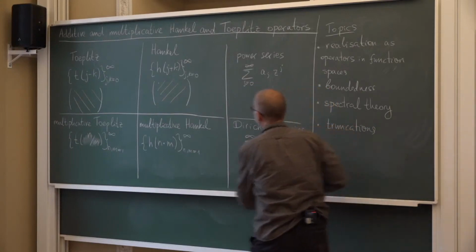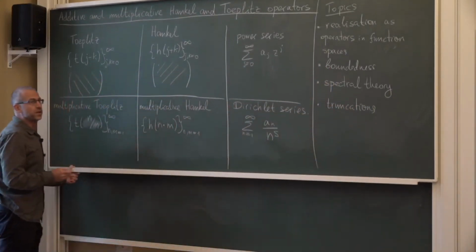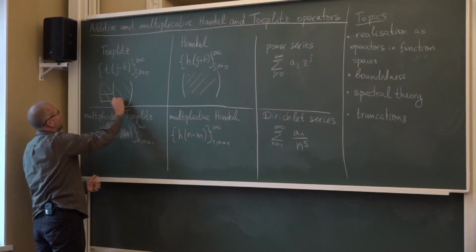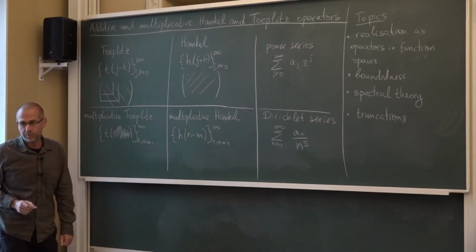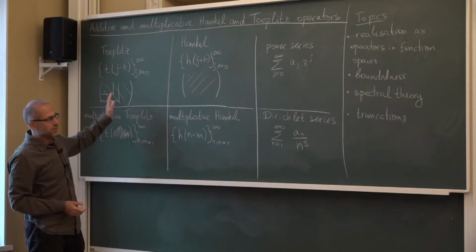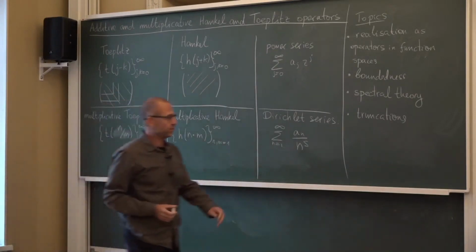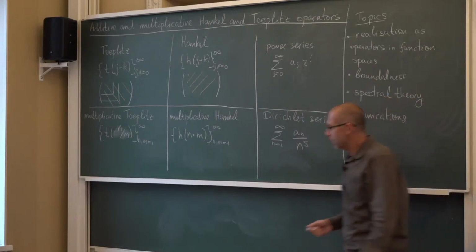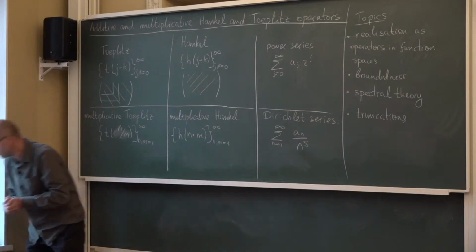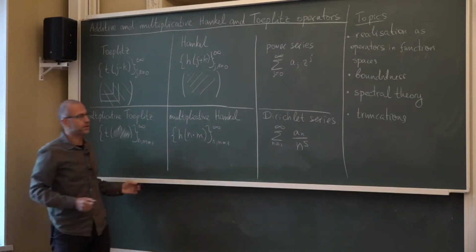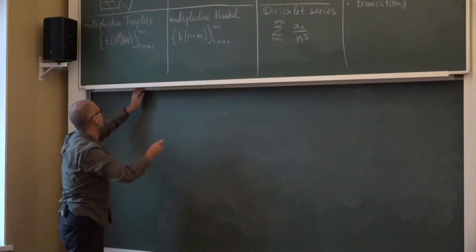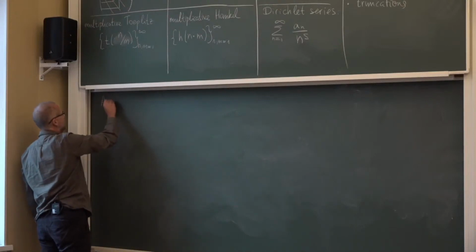Truncations are, for example, for a Toeplitz matrix, you may consider not the full Toeplitz matrix, but the top left corner of it. These are truncations. And it makes sense to ask about truncations for all of these classes of operators. Okay, so that's the aim. So let me start with additive operators.